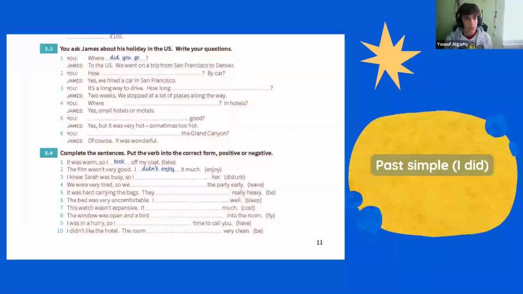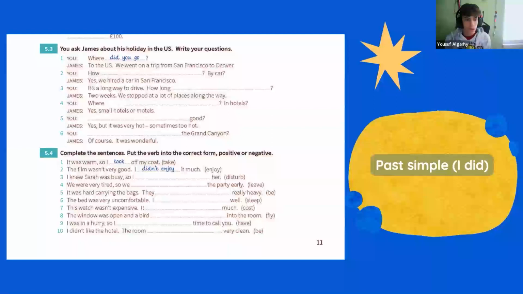Okay, good. And then it says, yes, we hired a car in San Francisco. Then it says, it's a long way to drive. How long blank? How long did it take? Good. And then he says, 2 weeks. We stopped at a lot of places along the way. And then number four, where blank? In hotels? Where did you stay? Good.